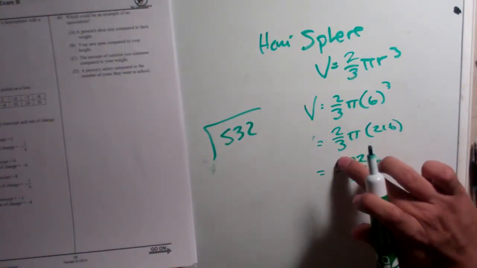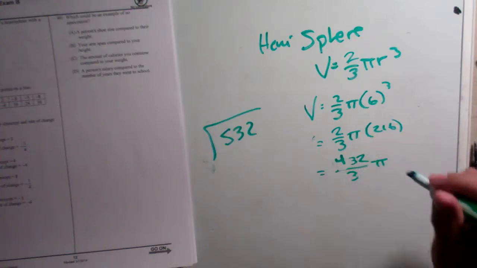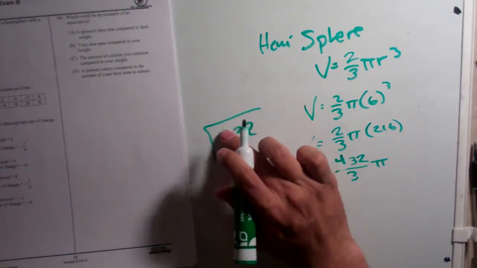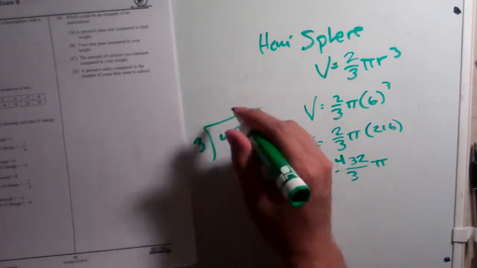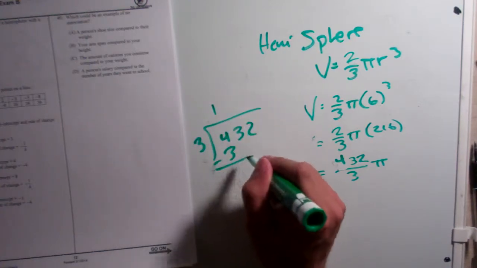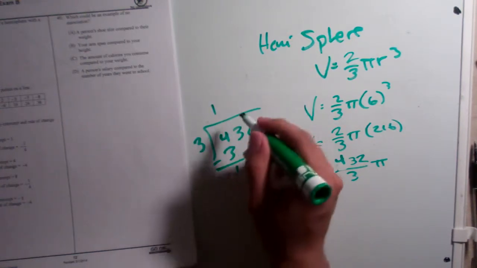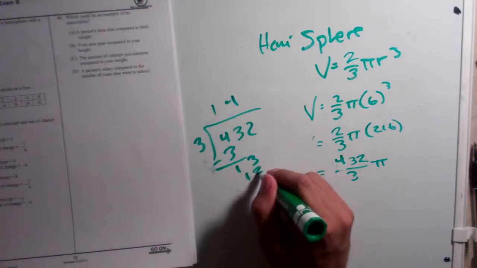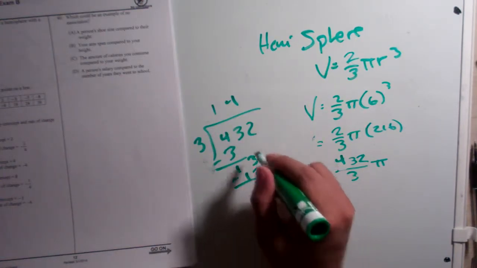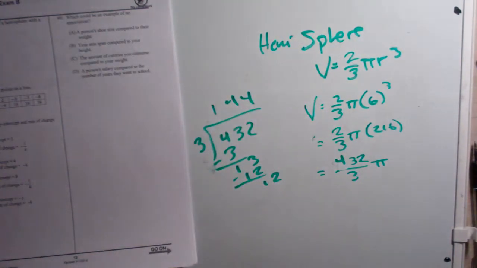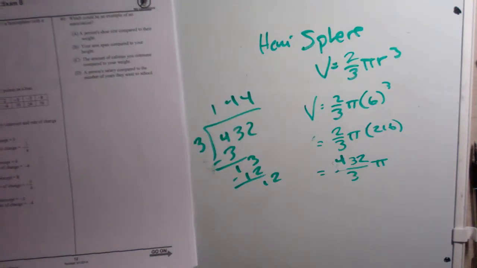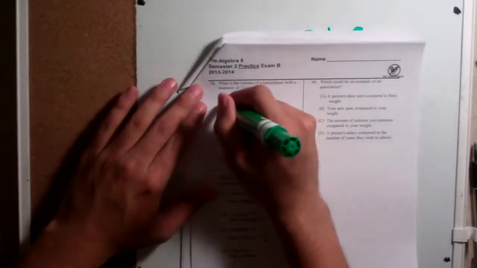Oh, sorry, this should be 432. Alright, so 432 divided by 3. Okay, well 3 can go into 4 once. We're going to have a remainder of 3. It can go into here 4 times. That will be 12. Minus 1, bring down the 2. It can go into here 4 times. So it's 144 for this. And it looks like B is our correct answer.